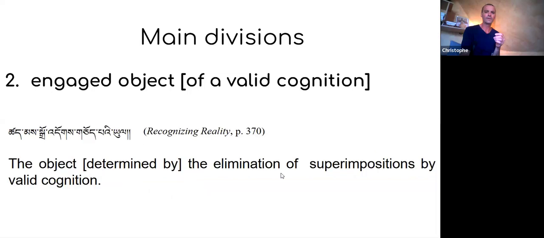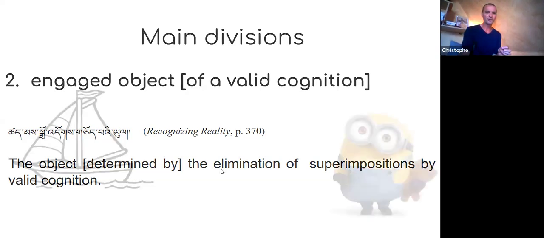And we have another definition which is shorter. The object determined by the elimination of superimpositions by valid cognition. So that's another definition given by Kedrubje as well, which is quoted in Recognizing Reality. To eliminate superimpositions means to know, to realize that object to be uncontrovertible. So that's the way we could assert one part of the definition of a valid cognition. Okay, slowly, we'll try to see what it means.